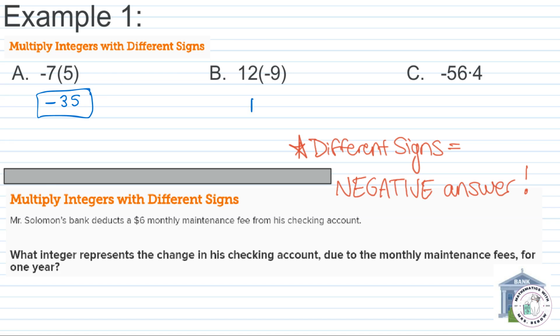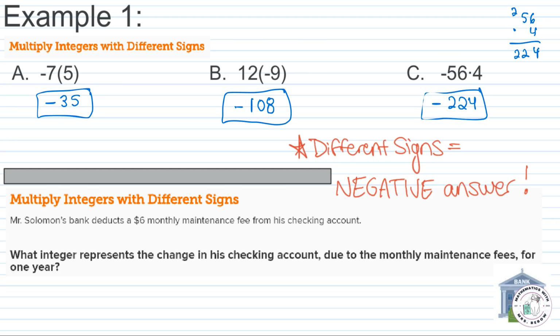12 times negative 9. 12 times 9 is 108. Because they're different signs, it's going to be a negative. Again, that is it. For the last one, 56 times 4, maybe we don't know this off the top of our head, so we have to do some long multiplication. Again, that is perfectly fine. I know for my students, they are not allowed to use a calculator, so they have to be doing these operations by hand. It's good practice anyway. So 56 times 4 is going to be 224. Because they're different signs, it is going to be a negative 224.